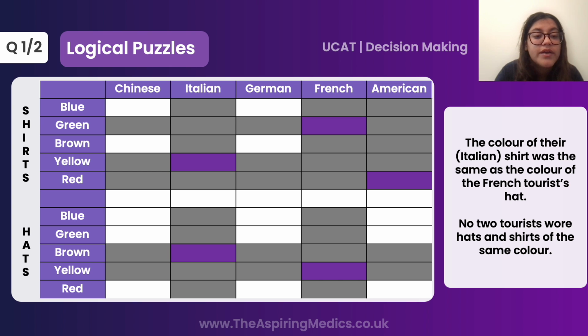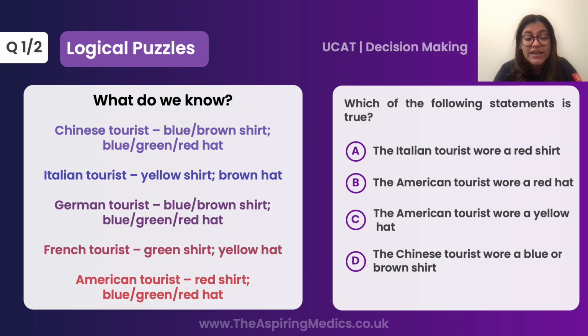So again, I've just synthesized the information into words. What do we know? The Chinese tourist is either wearing a blue or brown shirt and a blue, green, or red hat. The Italian tourist is wearing a yellow shirt and a brown hat. The German tourist is wearing a blue or brown shirt and a blue, green, or red hat. The French tourist is wearing a green shirt with a yellow hat, and the American tourist is wearing a red shirt with a blue, green, or red hat.